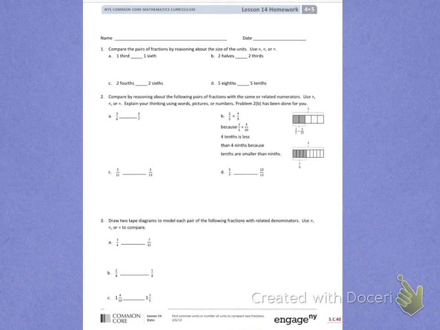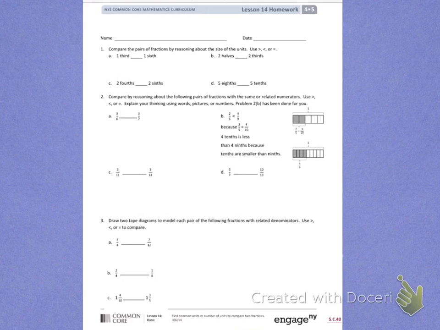Grade 4, Module 5, Lesson 14 homework. Problem number 1. Compare the pairs of fractions by reasoning about the size of the units. Use greater than, less than, or equal to. Letter A, 1/3 compared to 1/6.